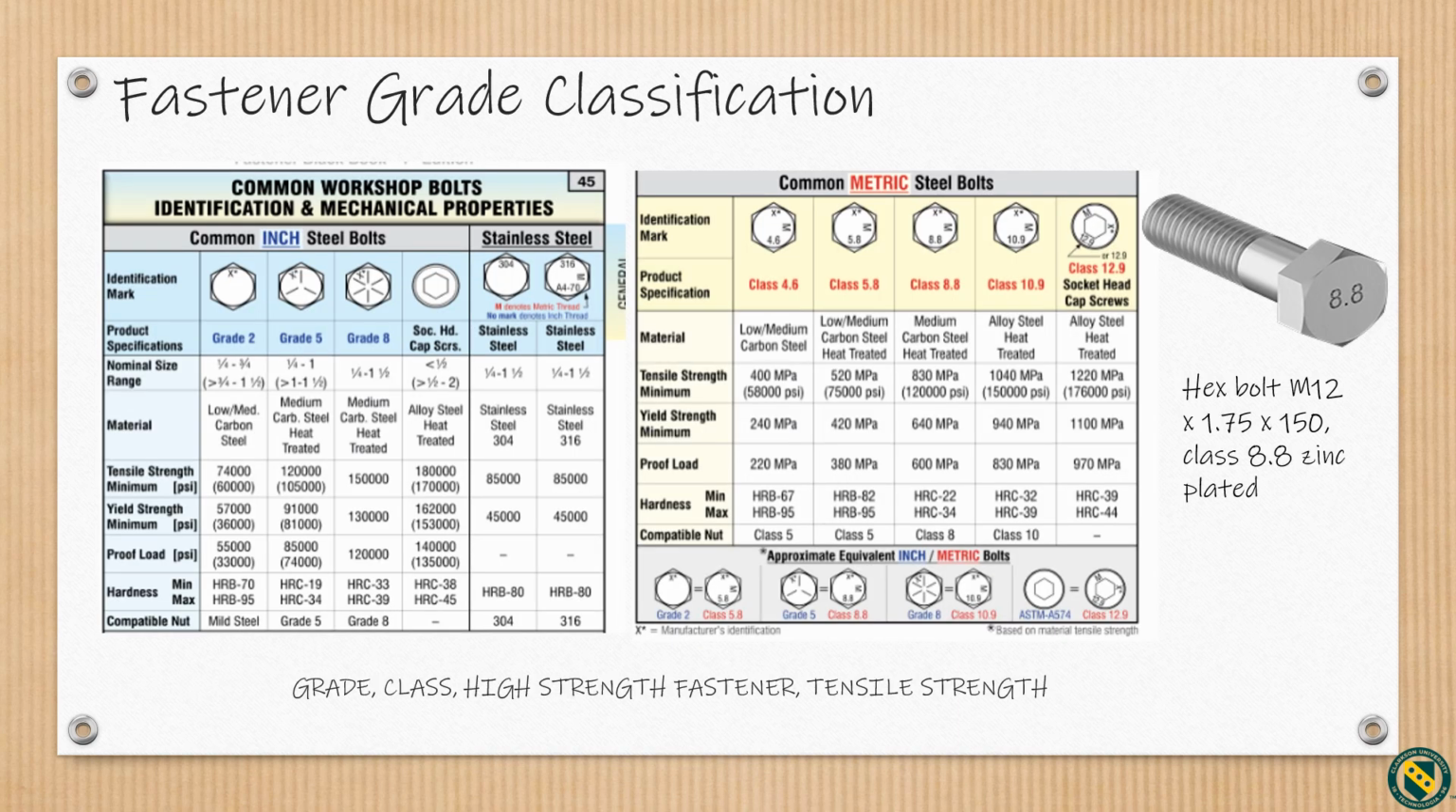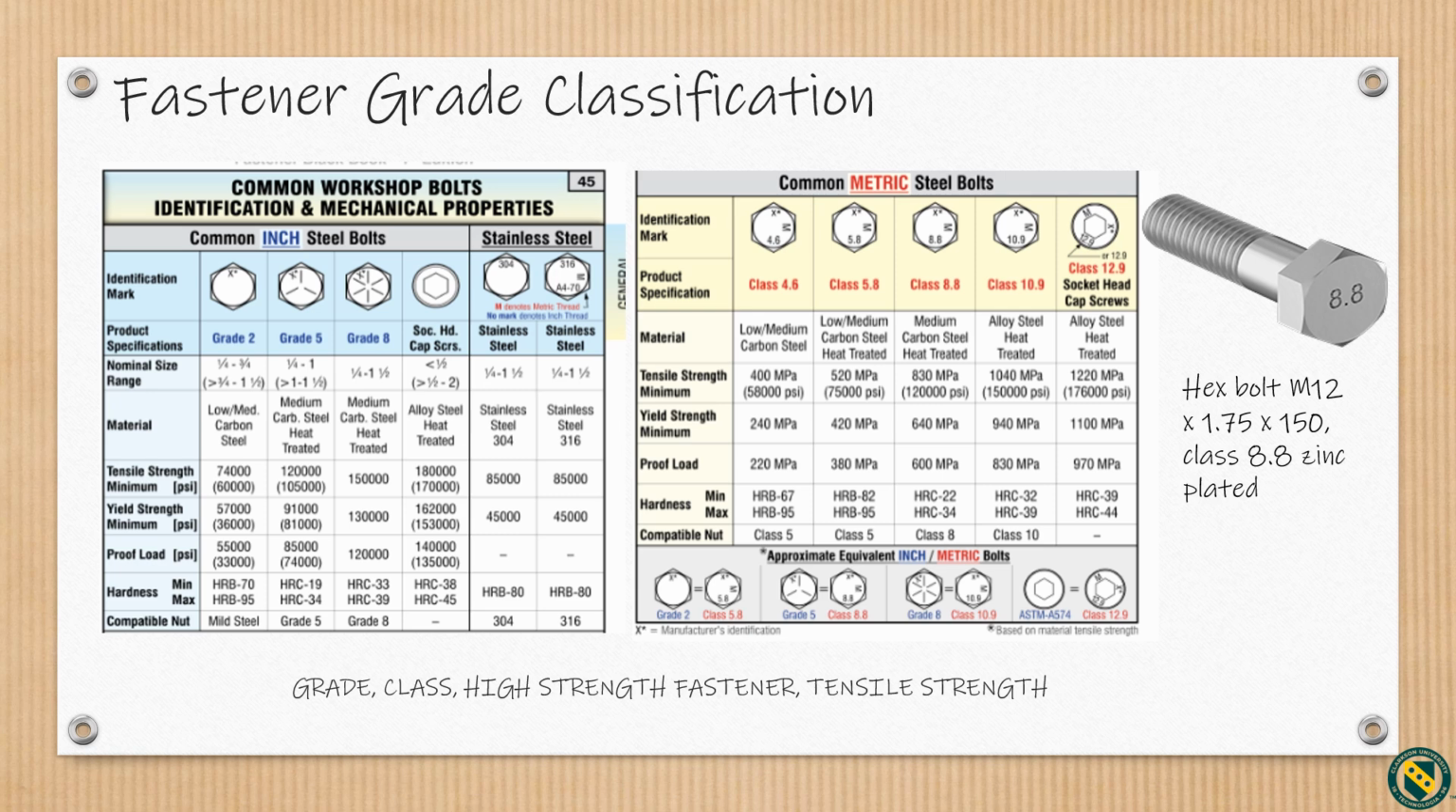Here we see a common workshop bolt identification and mechanical properties chart, including inch steel bolts, stainless steel bolts, and metric steel bolts. You can see the identification mark on the bolt head. Grade is used for externally threaded inch fasteners to designate the strength of the fastener. We see grade 2, 5, and 8 here. Grade 5, for example, has 3 equally spaced slash marks. We also see nominal size and materials for each bolt. Class is used for metric fasteners to designate the fastener strength. The metric class identification marks are shown as numbers on the head.